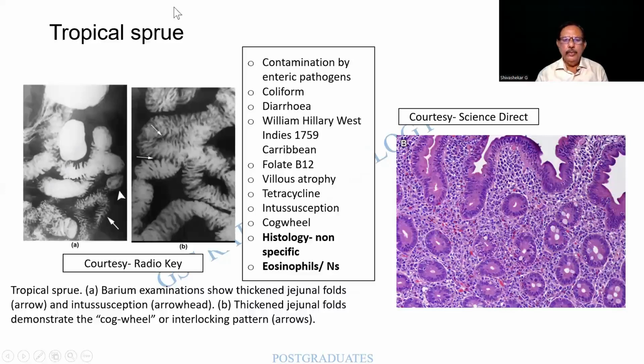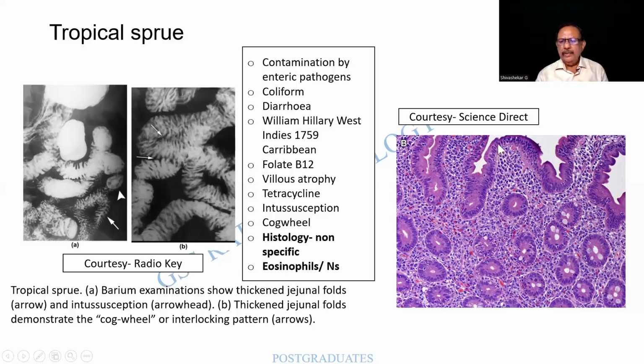The tropical sprue. It was described by this person, William Hillary, in the West Indies, in the Caribbean. That is why it is called tropical. People are affected over here, and when they are away from it, they recover. And they are treated with antibiotics. There can be an intussusception as you are seeing in this picture. The radiology is a very superb mode of reference for me, and there is a cogwheel appearance of the mucosa that is shown in this.